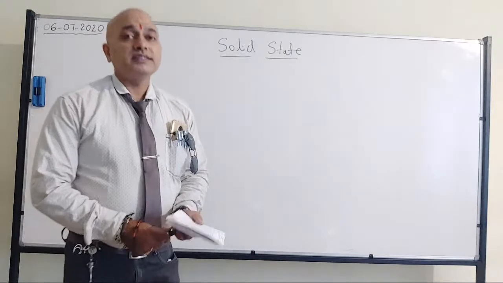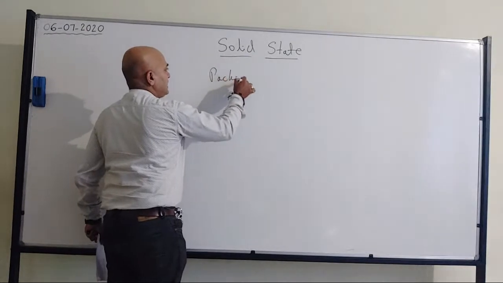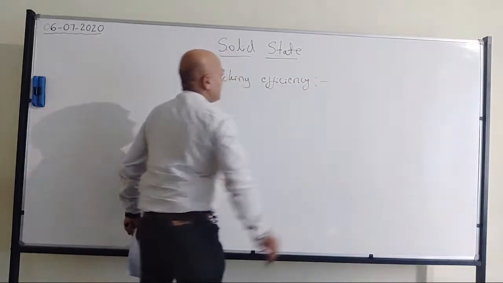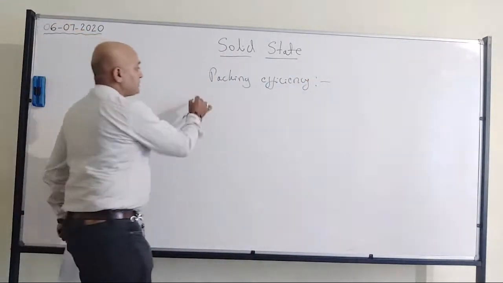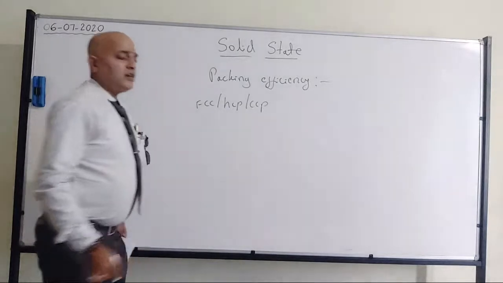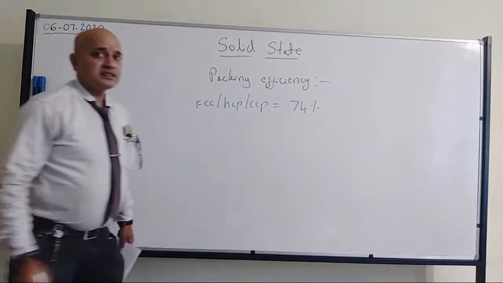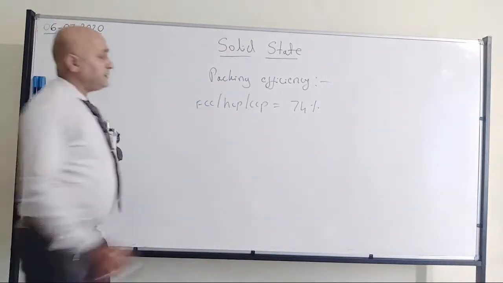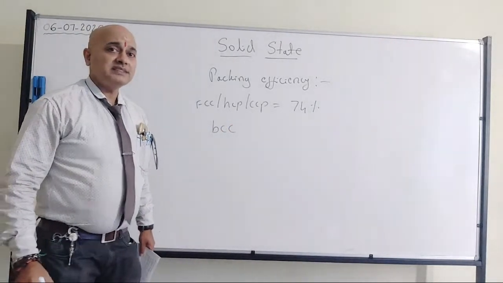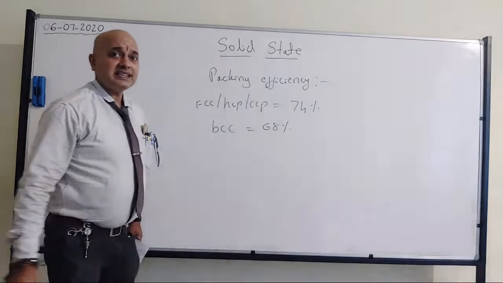Now, after voids, we have the packing efficiency. When it comes to packing efficiency, all of us know FCC or CCP, all of them go for approximately 74% packing. And when it comes to body centered cubic packing or BCC, it will be 68%.